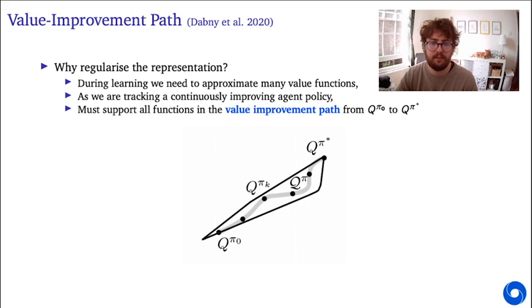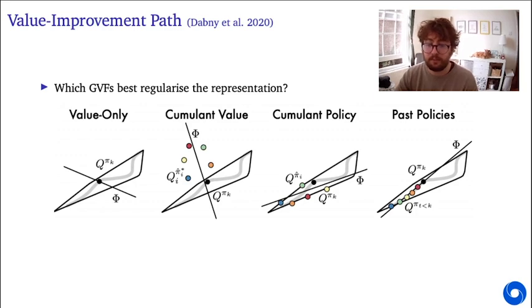This is not that dissimilar, if you think about it, from what regularization is used for in supervised learning, with the need to generalize from one value function to the next being akin to the need to generalize from a training set to a test set. The nice thing about this value improvement interpretation is that it doesn't just give us some intuition about why regularization might help, but it also provides us a handle to think about the second question that we asked a few slides ago. So which GVFs should we predict to make regularization as effective as possible?